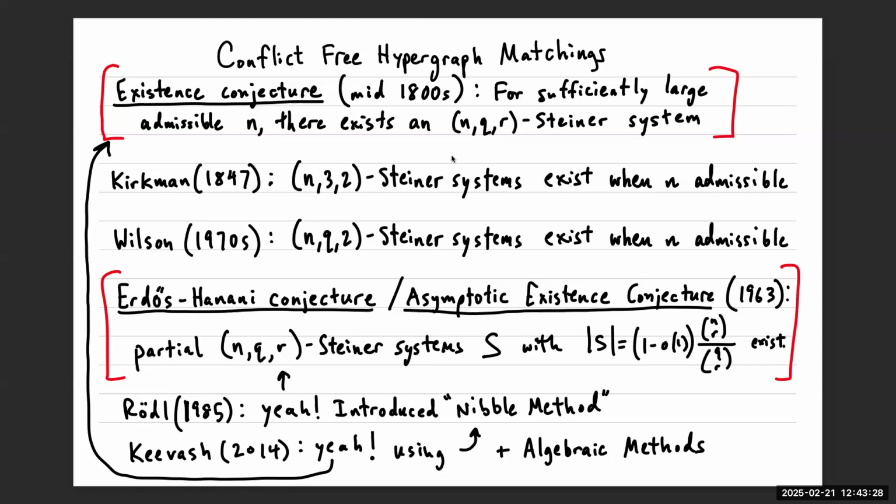So this is the exact one. Kivash proved the exact existence conjecture. And the proof used the nibble method plus algebraic things and 60 more pages of stuff, whatever, you know, it was hard.